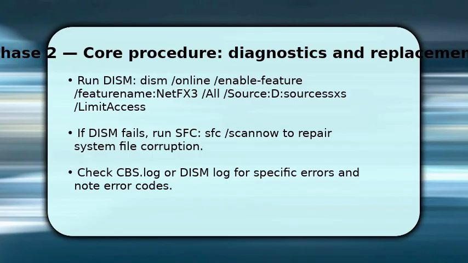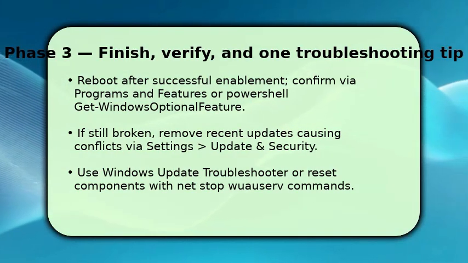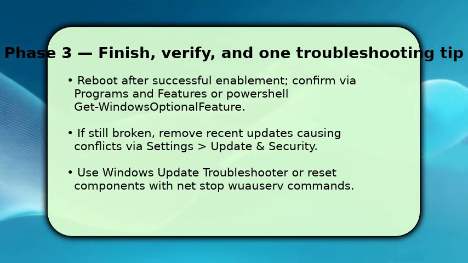Also, inspect logs for error codes so you know whether to retry or switch sources, and move on only after a successful install. You finalize the fix by rebooting and confirming .NET Framework 3.5 shows enabled because a restart completes component registration.